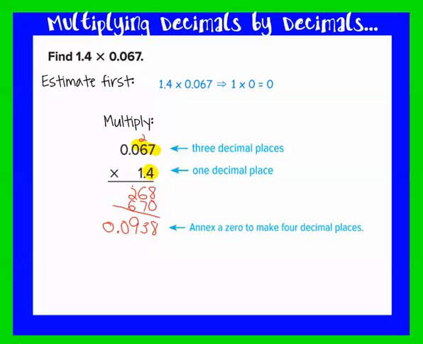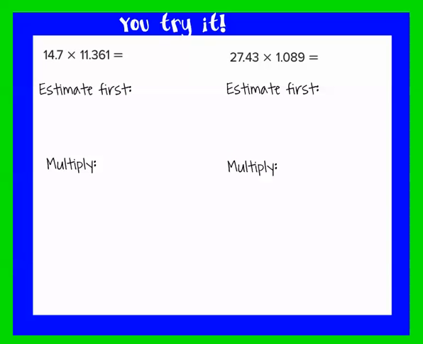All right, it's your turn. You're going to pause the video and try these two problems on your own. Remember to do your estimating first, and you can use the commutative property to put the number with the greater number of digits on top to ease the multiplication process on your paper. All right, try these two and then check when you're finished.